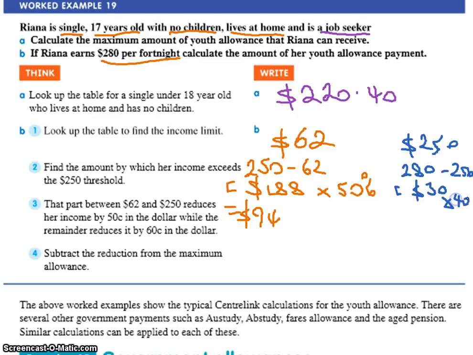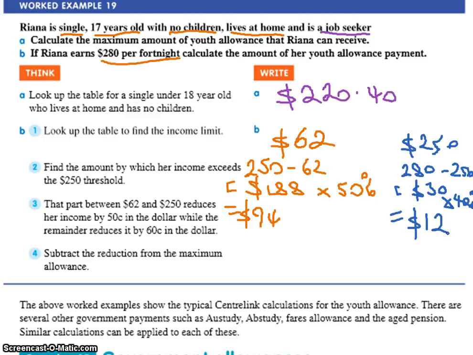So if we just times that by 40%, what do you get? 30 by 40. Yeah, 40% of that. 12. Pretty sure it's 12. 10% being 3. 4 times 10%. And then you add. Okay, so that's how much she's losing.